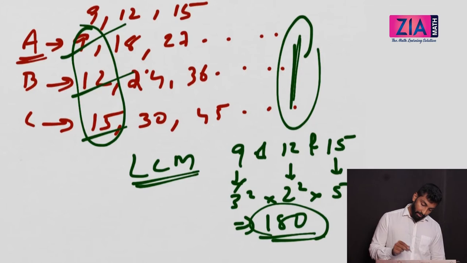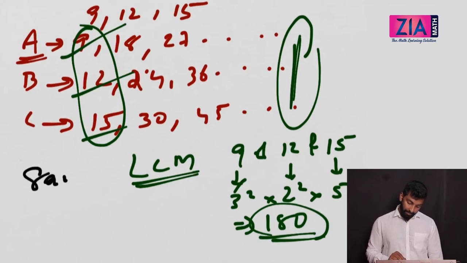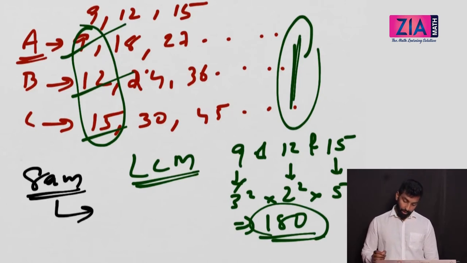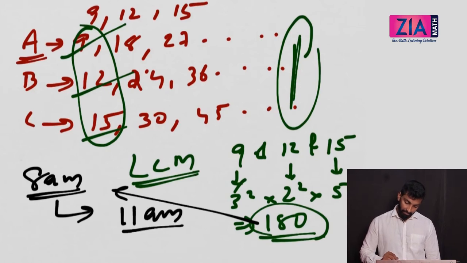Now one more piece of information is given to us: at 8 a.m. initially all three toll together. So now what you need to do is add 180 minutes to 8 a.m. You will get 11 a.m. So next it will be at 11 a.m.